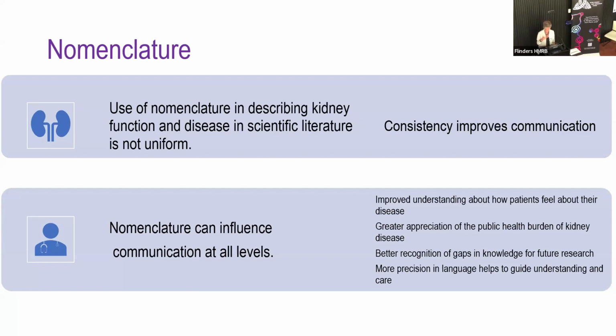Nomenclature can influence communication at a number of different levels. Most importantly, about how people feel about their disease, and a greater appreciation by the public of what the disease is. I don't know how many of you went to school and knew what a nephrologist was or what renal was, because I don't think it's very accessible. And if we understand these changes in words, then we have a better recognition of the gaps in knowledge. That precision in language helps us to guide not just getting people into studies, but actually translating the results of those studies into a language that everybody understands, because otherwise you can't advocate.